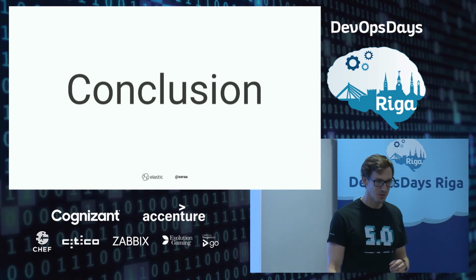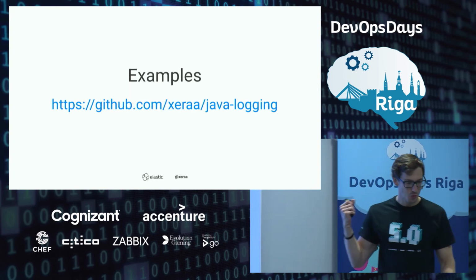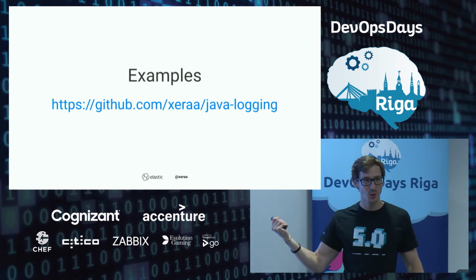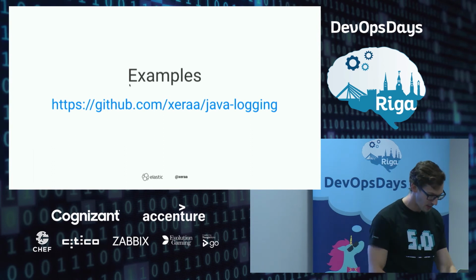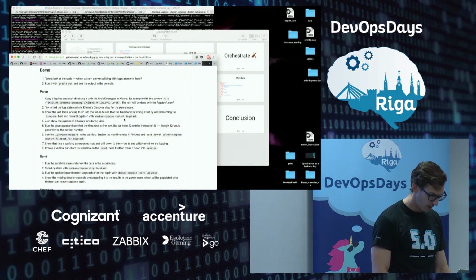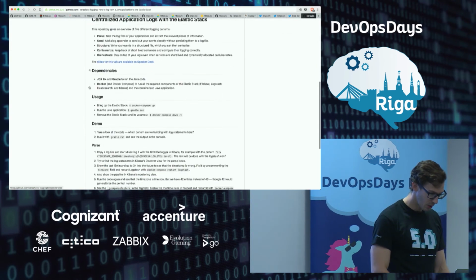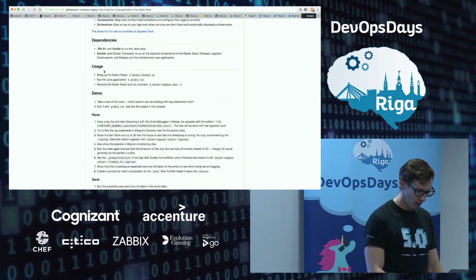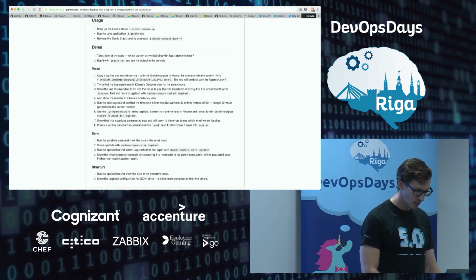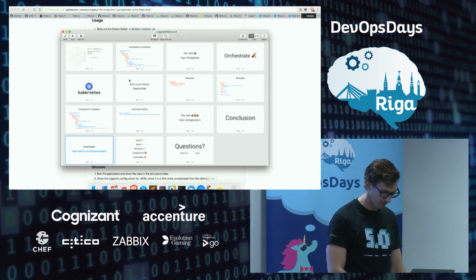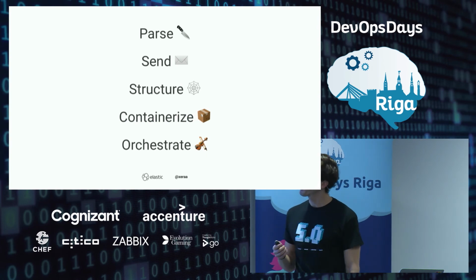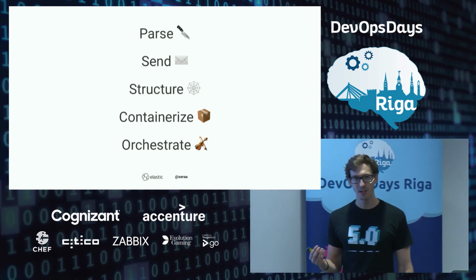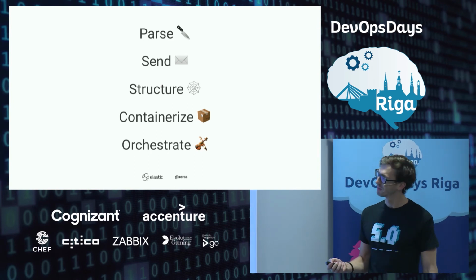Okay, to wrap up, because we are down to 20 seconds, if you want to play around with the code, this is where you can get it. It even has the right steps. Let me quickly show you. So here is the code, and it shows you how to run this. These are just the steps to figure out how stuff is working or not working. This is what we went through: parse, send, structure, containerize, orchestrate. I don't think I need to repeat them.